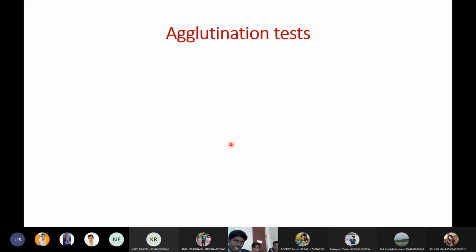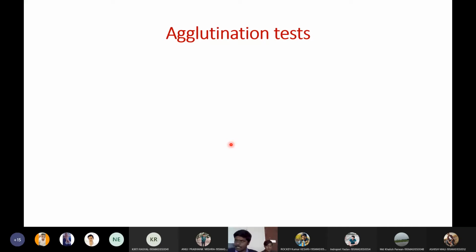Then I will start discussing about agglutination tests. So before discussing about agglutination test, you can sit in. Okay. Before discussing about agglutination test, let me show you a clear difference between how an agglutination reaction looks like and how a precipitation reaction looks like. Okay, sit. I think Prashant cannot see you. No, sir. Okay, all right.